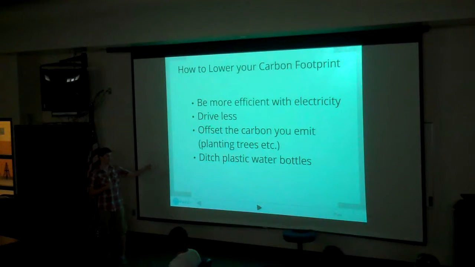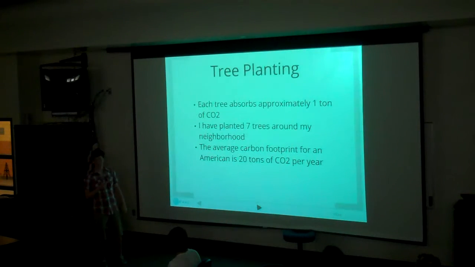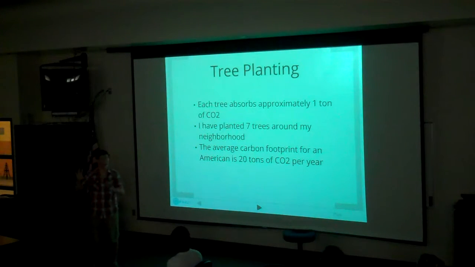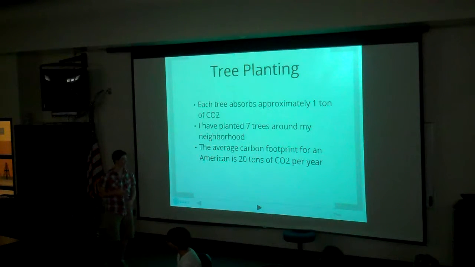Another thing is that plastic water bottles are really bad. I'll get into that more later. Anyway, I planted some trees. Each tree absorbs approximately 1 ton of carbon dioxide, and the average American puts out 20 tons. So I only planted 7 trees, but every little bit helps.